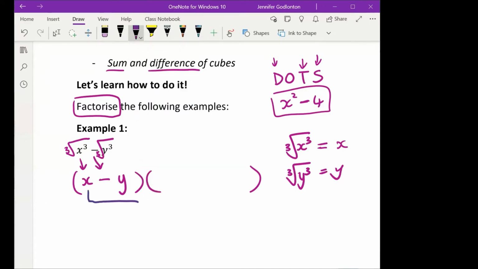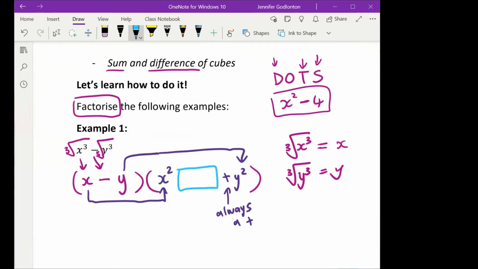Our second bracket is going to be that first term squared. So what is x squared? It is what it is, it's x squared. So we square our first term. For our last term, we square our last term. And it's always going to be a plus sign. So let's just write that in. Always a plus sign.